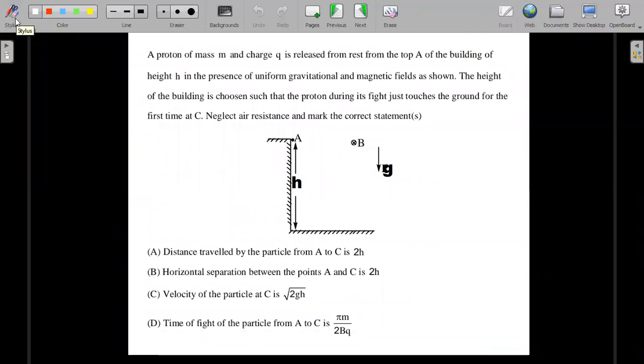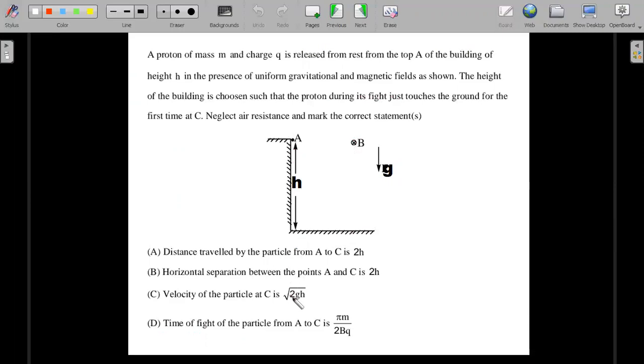A proton of mass m and charge q is released from rest from the top of a building at point A and at height h, in the presence of a uniform gravitational field, obviously downward, and a magnetic field which is into the plane. Both are uniform. The height of the building h is chosen in such a way that the proton during its flight just touches the ground for the first time at point C. So maybe somewhere here, it tries to curve in the presence of the magnetic field. Neglect air resistance and mark the correct statement.